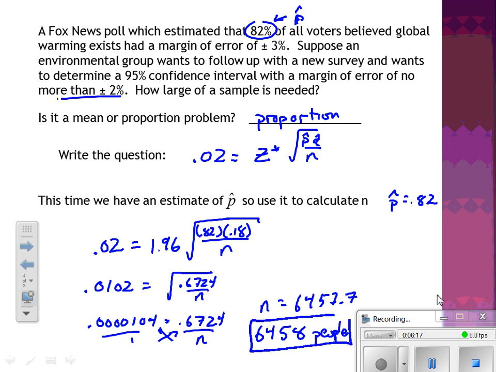Right, so if that environmental group wants to close that margin of error, we need to talk to that many people, assuming that it is in fact 82%.